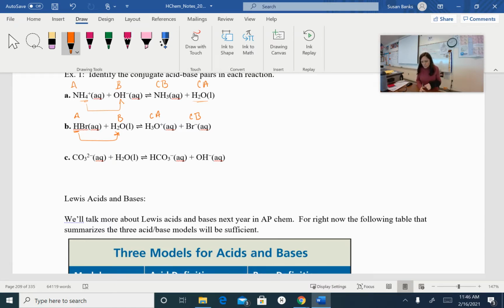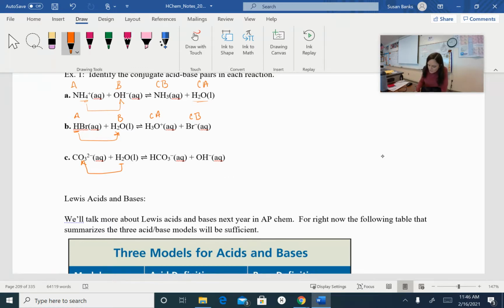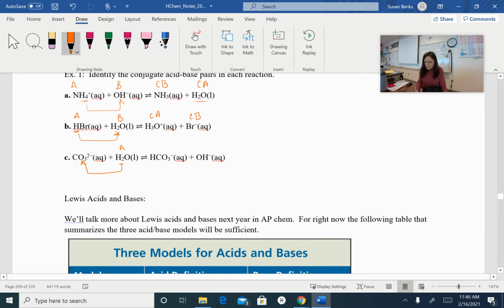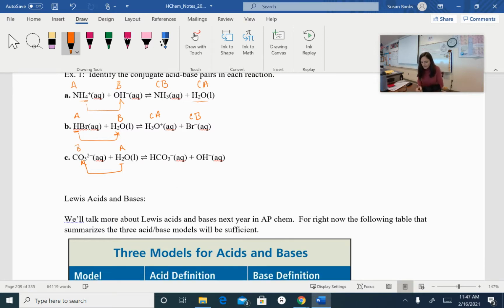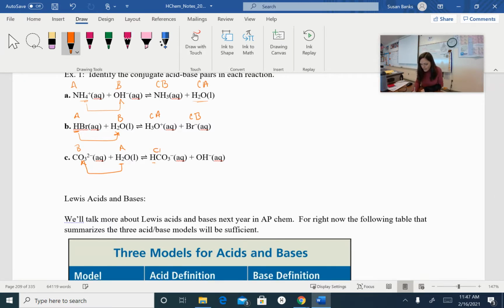Okay, what did you see in C? Who's giving up a proton? Did you see that water was giving up a proton to give it to the carbonate ion? So water, because it is giving up a proton, is our acid, and because the carbonate ion was accepting a proton, it was our base. Okay? So the bicarbonate ion is our conjugate acid, and the hydroxide is our conjugate base. Okay? How'd you do on that?